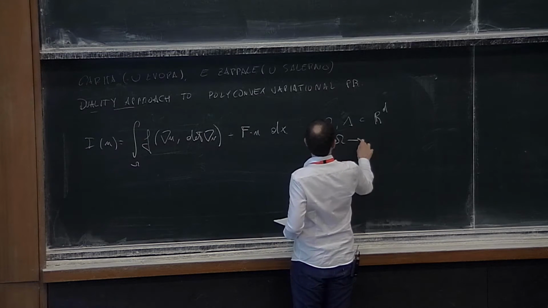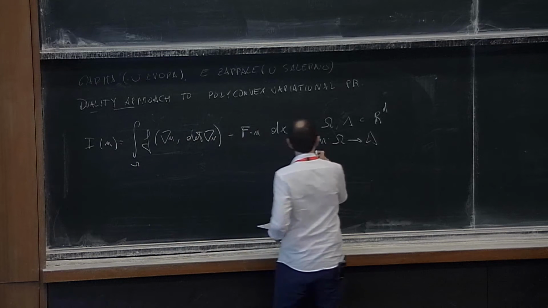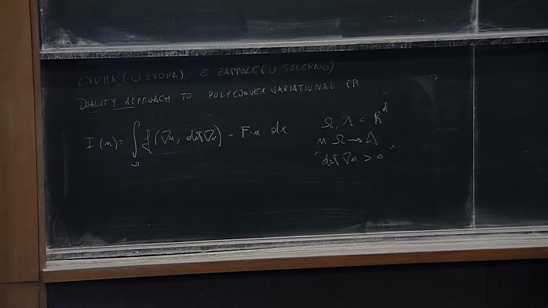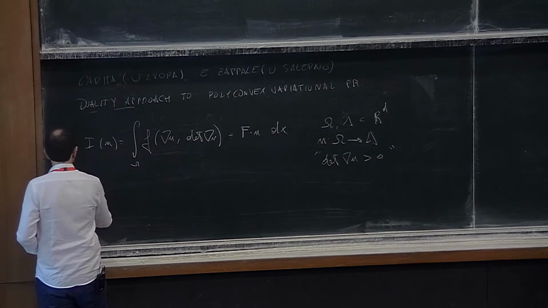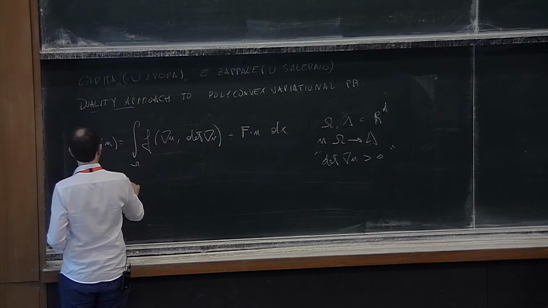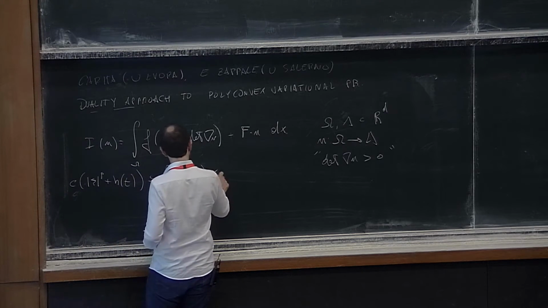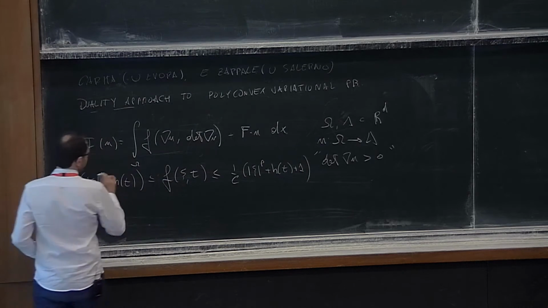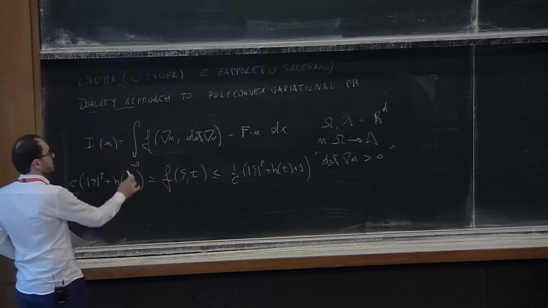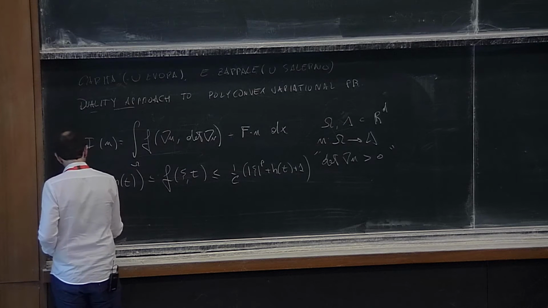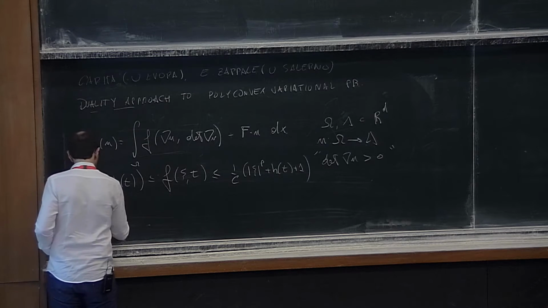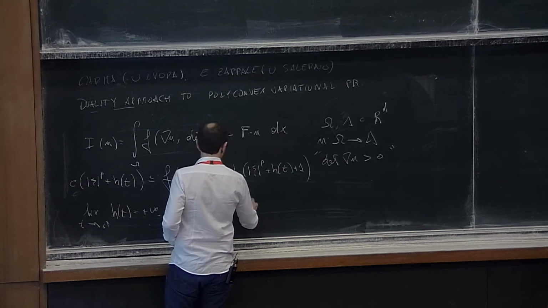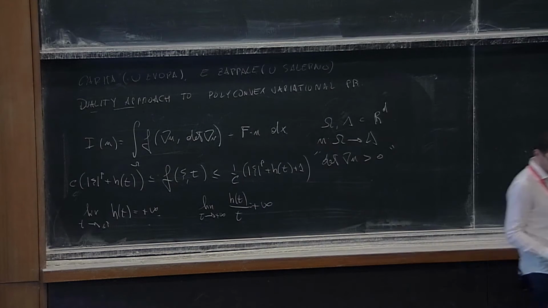and a function u that goes from omega to lambda, and let's say the determinant of gradient u to be positive, where the function f actually satisfies some growth condition of the following type, where the function h, which is somehow determining the growth of the function f with respect to the determinant of the gradient, goes to plus infinity when t goes to 0, and is superlinear when t goes to plus infinity.